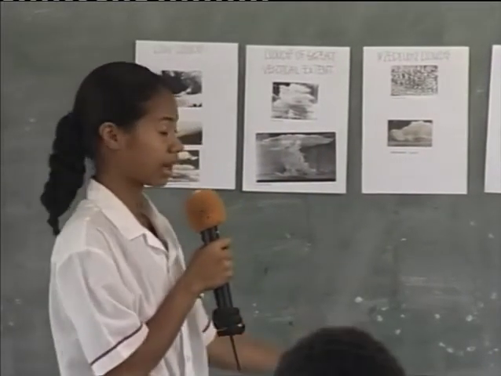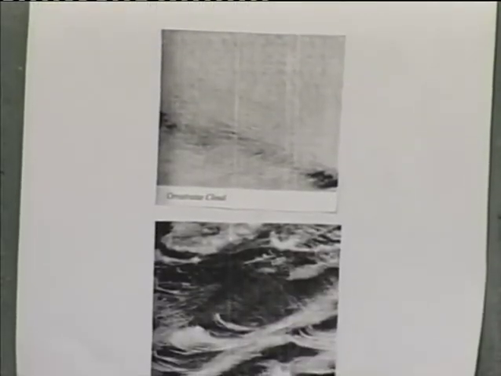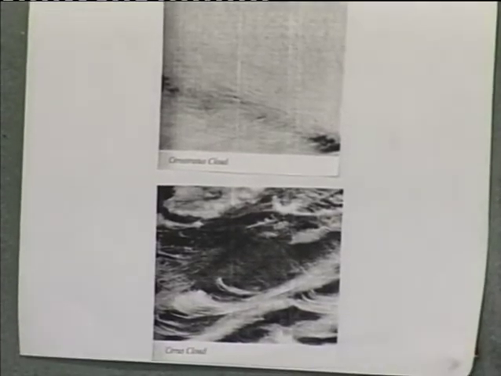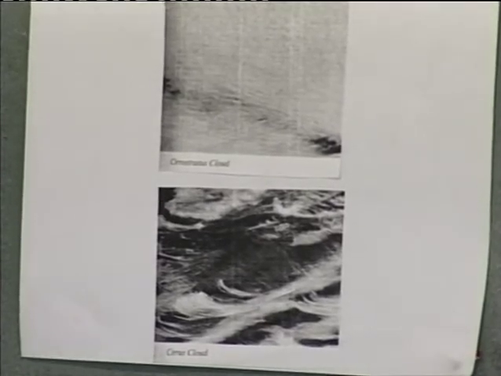I'll be talking about the high clouds. These are usually clouds at an altitude of about 6,000 to 12,000 meters. The first one is cirrus. This is the cloud, as you can see. It's a wispy, fibrous-looking cloud, which often indicates fair weather.